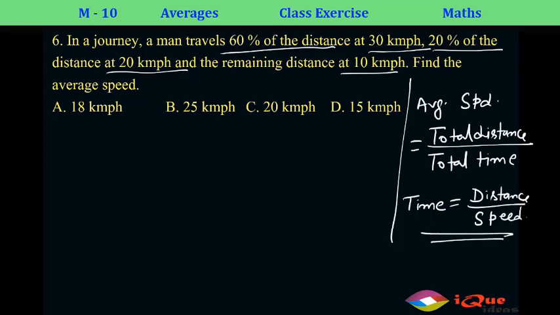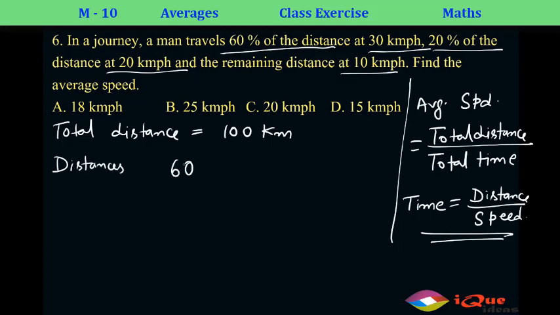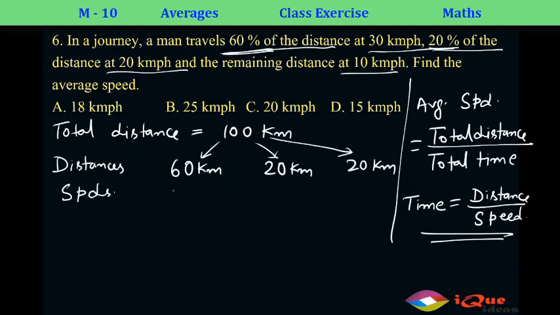Okay. Now in this question, let's assume that the total distance is equal to 100 kilometers. Right. So in different parts, distances are equal to, in the first part it is 60 kilometer. In the second part it is 20 kilometer. How do we get this? It says 60%, 20% and the remaining 20 kilometers. Right, so total 100 kilometers, 60% will be 60 kilometer, 20% will be 20 kilometer and the remaining will be 20 kilometer. These are the three parts of distances. Now the speeds in these parts, in the first part the speed is 30 kilometer per hour.